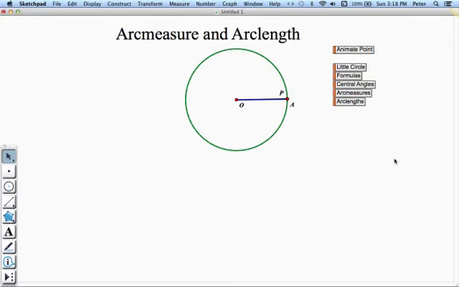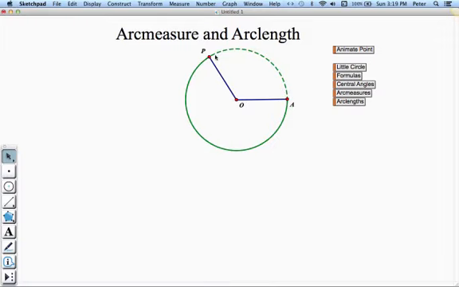Okay, perhaps the most confusing part of this section is the difference between arc measure and arc length. So let's go through it just to differentiate it. Let's take a look at this circle O, and you'll notice that we have a radius drawn to point A, but I also have another radius drawn right on top of it to point P. And if I animate point P, I can see that it rotates around the circle, and it creates an arc.